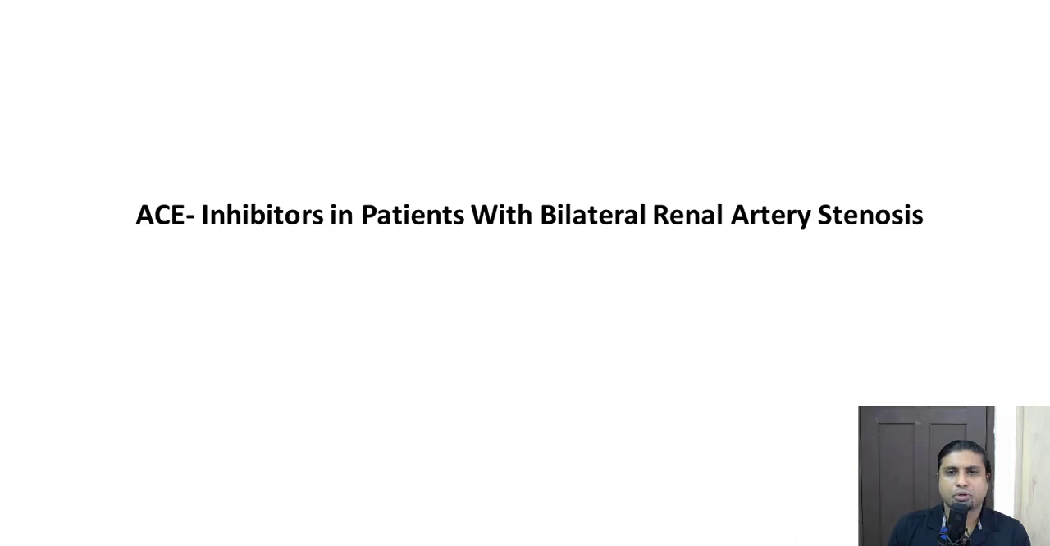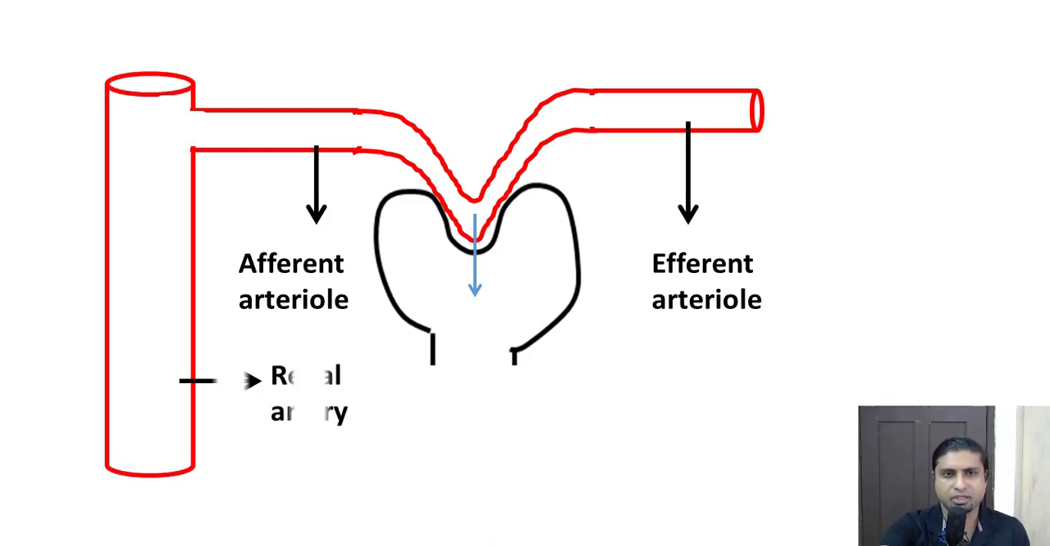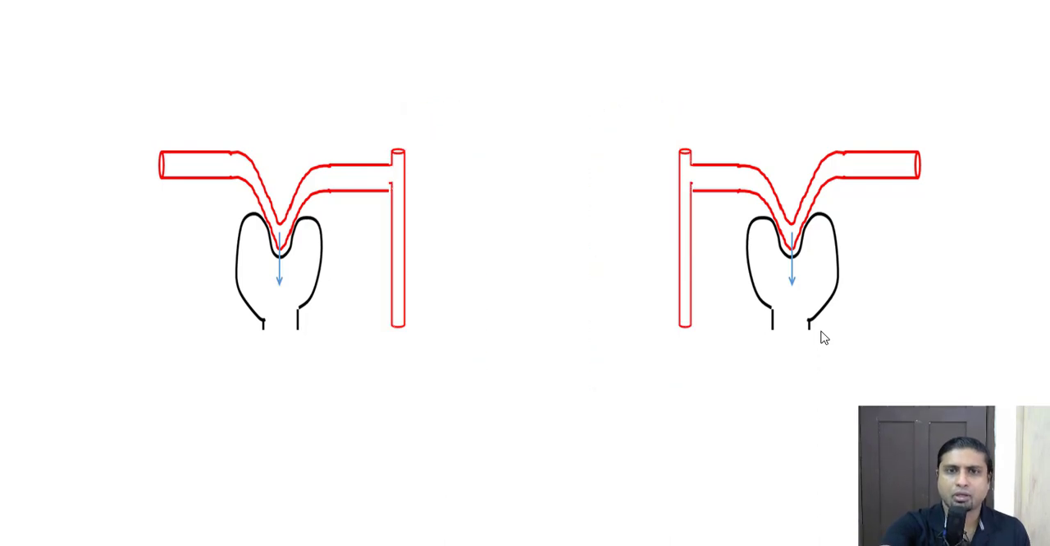Right. What about the effect of ACE inhibitors in bilateral renal artery stenosis? Well, right off the bat, ACE inhibitors are absolutely contraindicated in patients with bilateral renal artery stenosis. We mentioned earlier that the afferent arteriole is a branch of the renal artery. So if this is a nephron on one kidney and this is the nephron on the opposite kidney, and this is the renal artery.